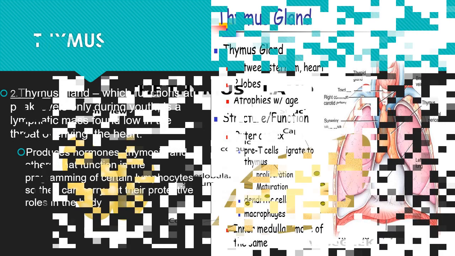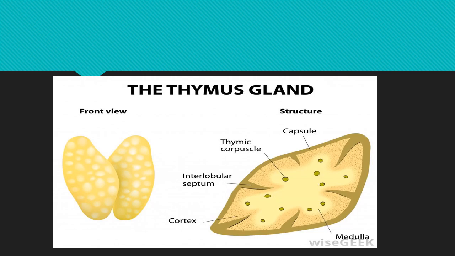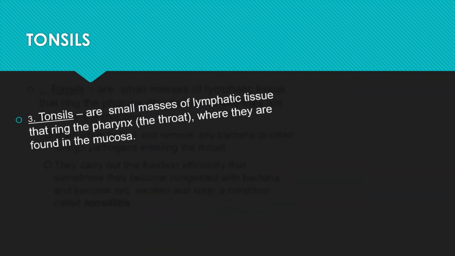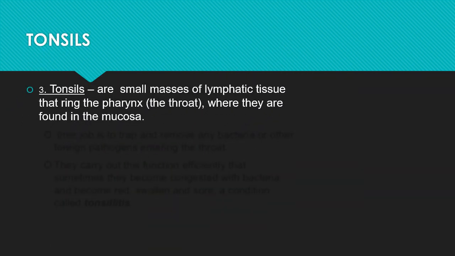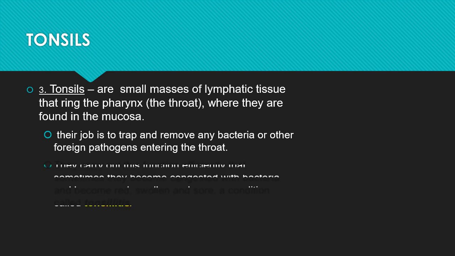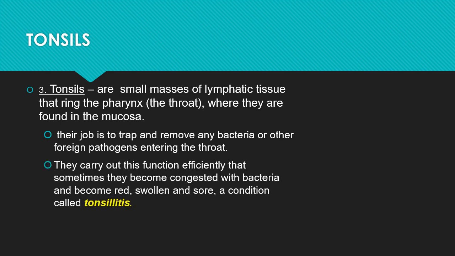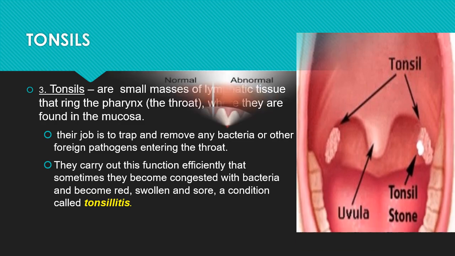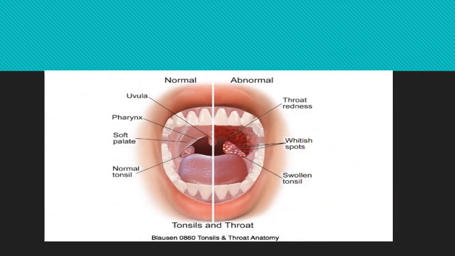low in the throat. So the thymus gland, front view, and of course you can see there the medulla and the cortex. The tonsils are small masses of lymphatic tissue that ring the pharynx, the throat, where they are found in the mucosa. Their job is to trap and remove any bacteria or other foreign pathogens entering the throat. They carry out this function so efficiently that sometimes they become congested with bacteria and become red, swollen, and sore, which we call tonsillitis. So this is the normal and this is the abnormal.